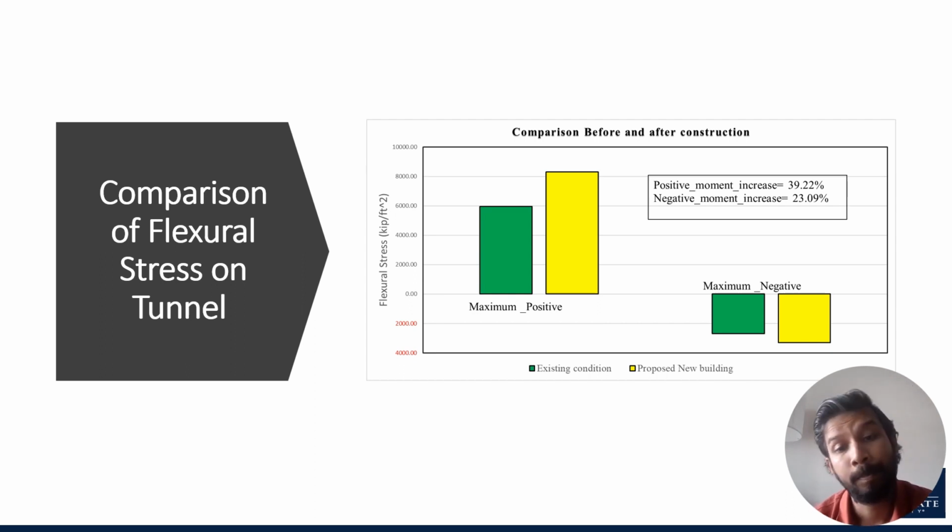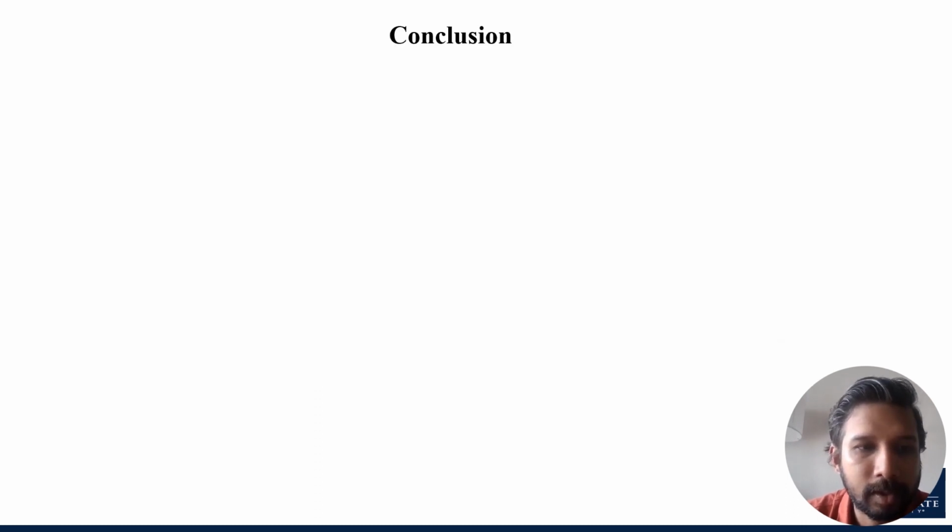The positive moment flexural stress increases 39.22%. If we compare it with the negative moment, the flexural stress also increases by 23.09% between before and after construction. That means compared to the existing condition, the flexural stress increases by 39% or 23%. So this is an observation.